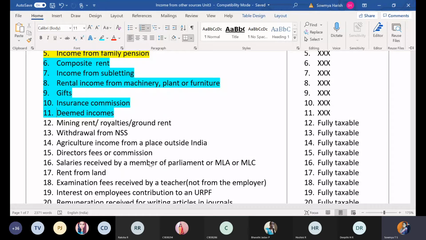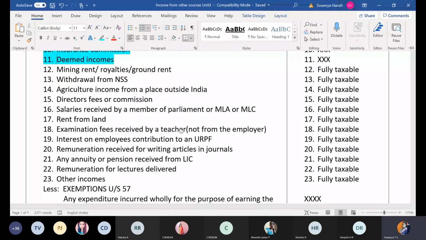Director's fees or commission, salaries received by a member of parliament. If you are an MP or MLA or MLC, you might be receiving some amount of salary from the government. So that cannot be taken under the head income from salary, but it should be shown here. Rent from land, examination fees received by the teacher. It can be the lecturer or the teacher or anybody who is in the teaching fraternity. So if they are receiving examination remuneration, that means that they are receiving from the university, not from the institution. Only with the institution they have the employer-employee relationship, but with the university they do not have an employer-employee relationship. They are the governing body. So whatever they receive can be shown here.